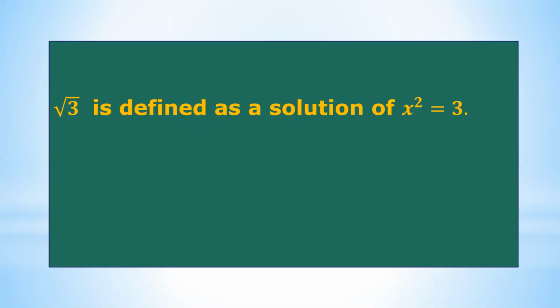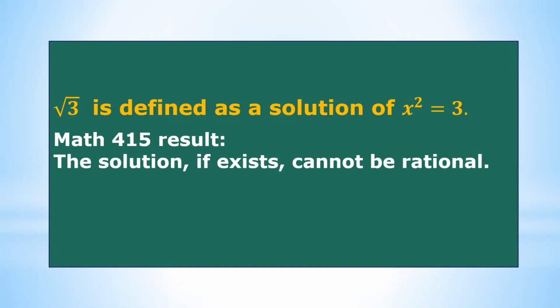Maybe the equation has no solutions, right? Now, remember in Math 415, we talk about an example. There's a Math 415 result. It says that if this solution exists, the solution cannot be rational. So this is something proven in 415.